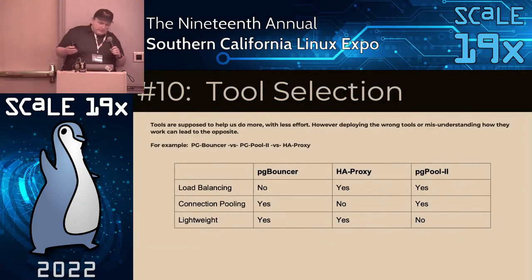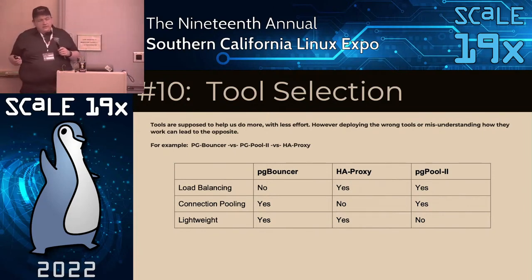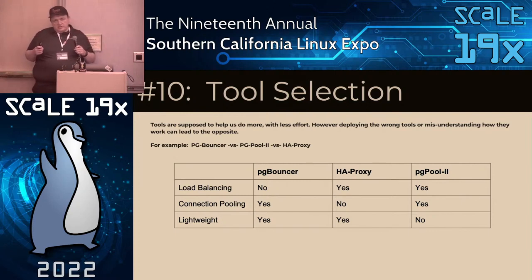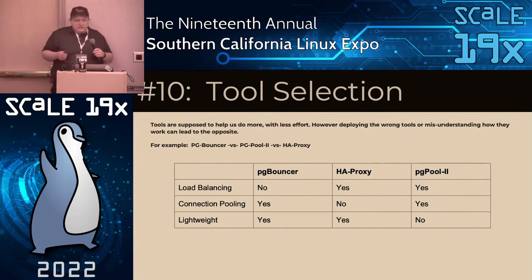So, for instance, when you start to look at load balancing or connection pooling, there are several options out there, and understanding the nuances between these is very important. Because if you install and use the wrong tool, you might not get exactly what you're thinking. Okay, so the difference between PG Bouncer, HA Proxy, PG Pool, they do similar things, they just do them a little different. So PG Pool 2, for instance, you're going to get load balancing and connection pooling, but it's not as lightweight as the other two.